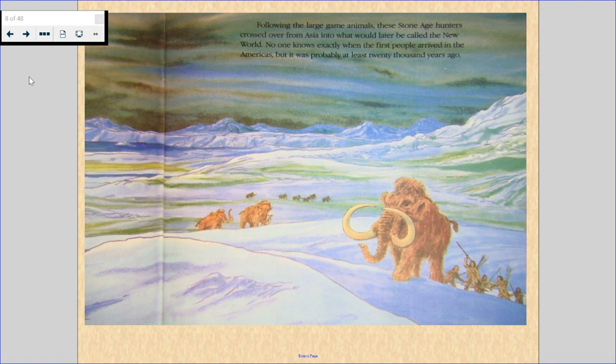So following the large game animals, these Stone Age hunters crossed over from Asia into what would later be called the New World. No one exactly knows when the first people arrived in the Americas, but it was probably around 20,000 years ago. Of course, historians have to use artifacts and things that they find in order to make theories or ideas around when these people came through what is now North America. But it was around 20,000 years ago. So these people were traveling out of Asia and into North America, or into the New World, as they call it here on this book page.